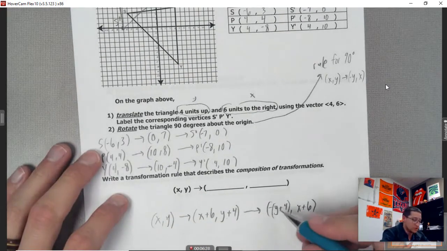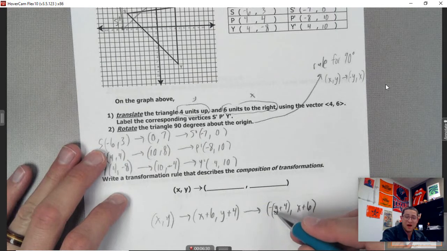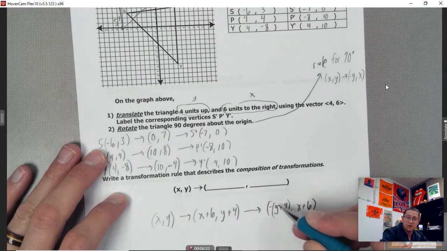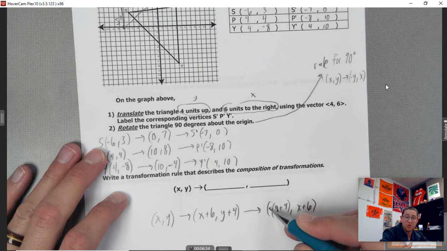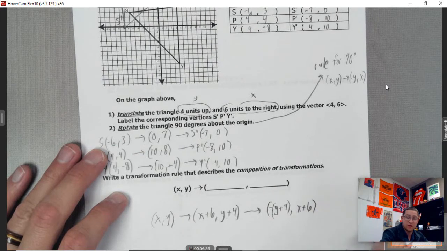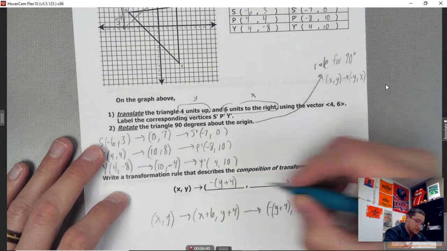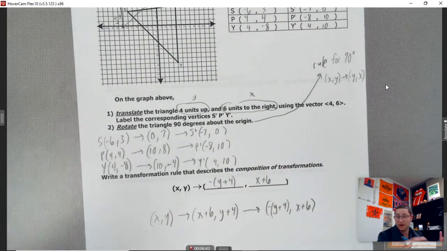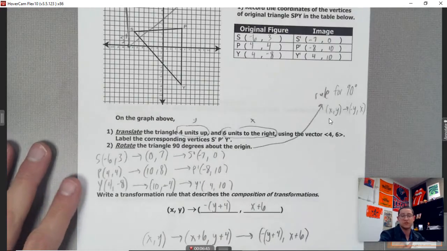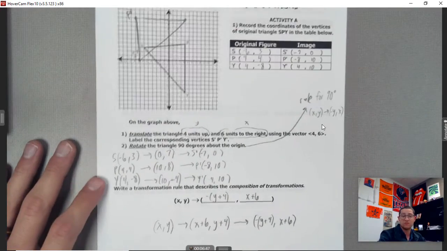Now, some people will just accidentally do negative to the y. But remember, this is one coordinate, that represents a number. So you got to make the whole number negative. So be careful there, okay? That is negative y plus 4, and then this is x plus 6. All right, that's our first composition of transformations. You are putting 2 different transformations together.